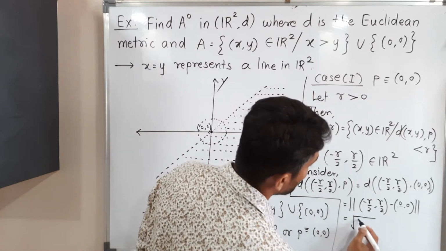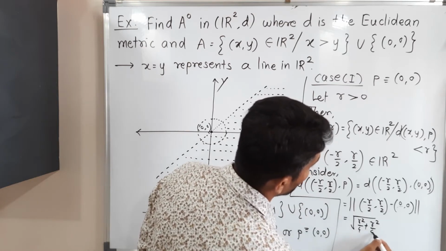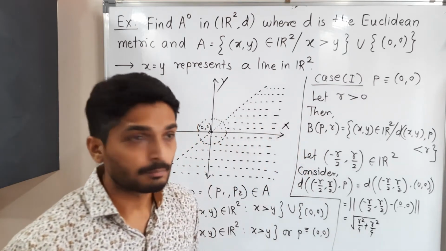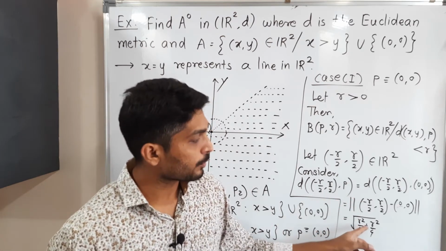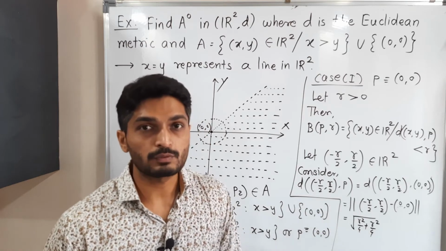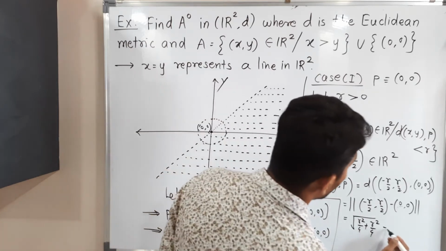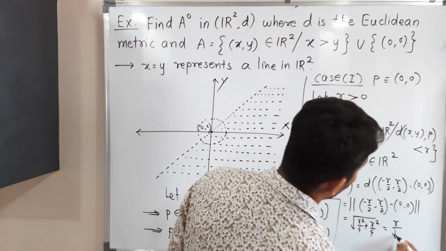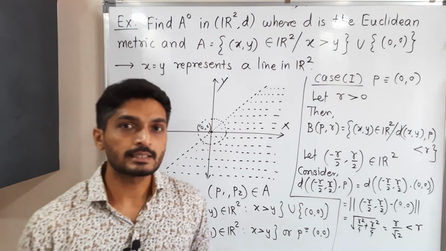Square root of its square, r squared by 4, and its square, r squared by 4. No need to consider the minus sign there, because if you take the square, that minus sign vanishes. So r squared by 4 plus r squared by 4 gives 2r squared by 4, that means r squared by 2. So it will be r by root 2. Obviously it is less than r.